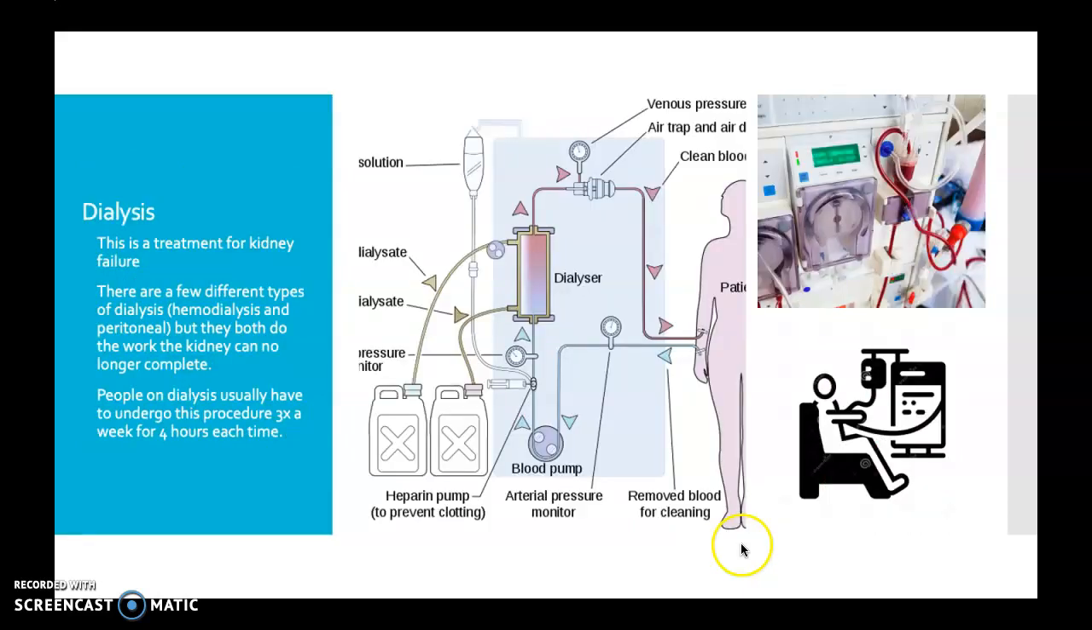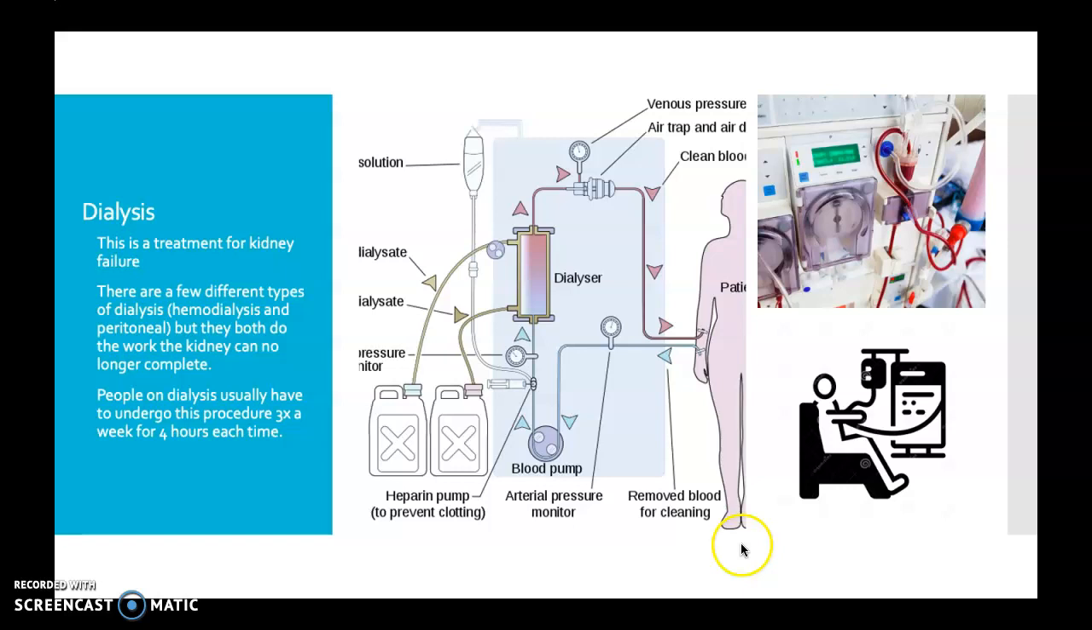And then the last thing I wanted to talk about before we end here is dialysis. So this is a treatment for kidney failure. Again, I think last week we talked about how kidneys are really important because if you have a buildup of too much waste products in your body, you can die from it. So that would be what's happening if someone is having a kidney failure. So there are a few different types of dialysis. You can have hemodialysis and peritoneal, but both do the work the kidneys can no longer complete.